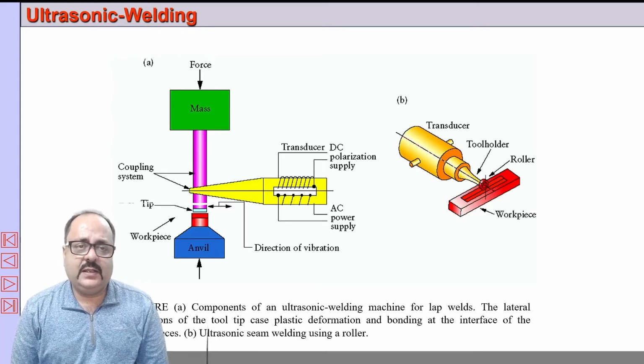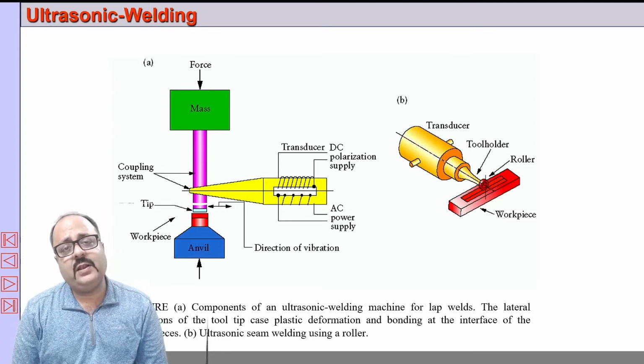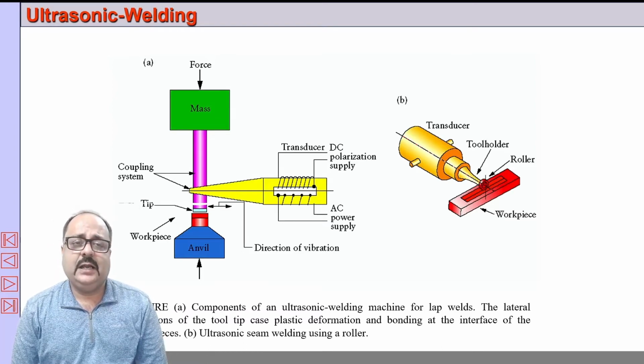So ultrasonic welding is not only used for welding of plastics or polymers, it can be used for welding of metals, and it can be used for welding of dissimilar metals, metals to plastics, plastics to metals, and different metals to different metals, like aluminum to copper. So different metals and different polymers can be welded by ultrasonic welding.